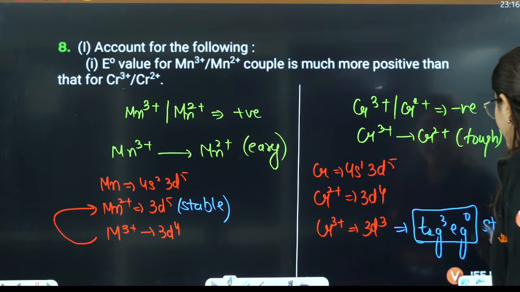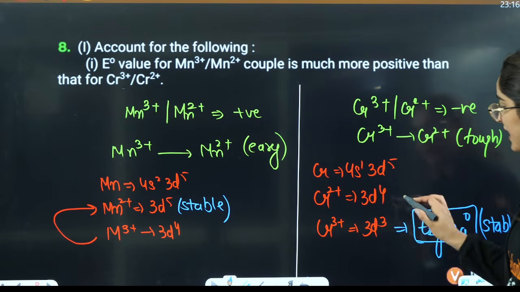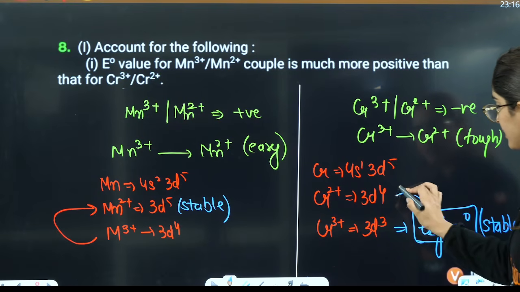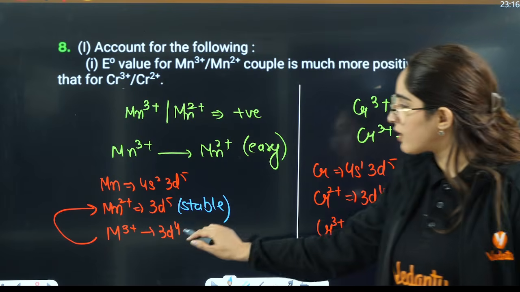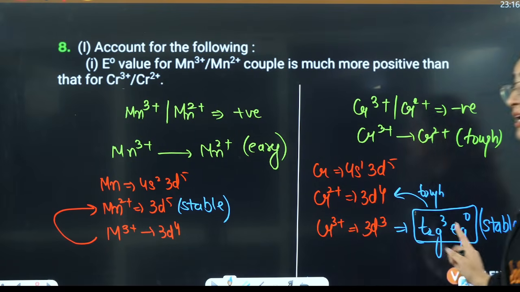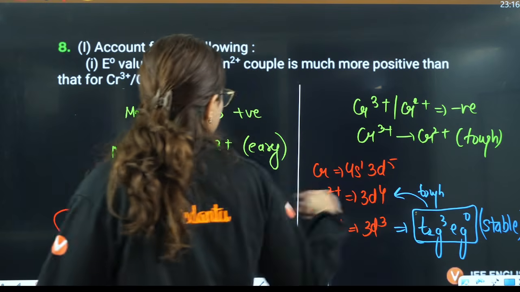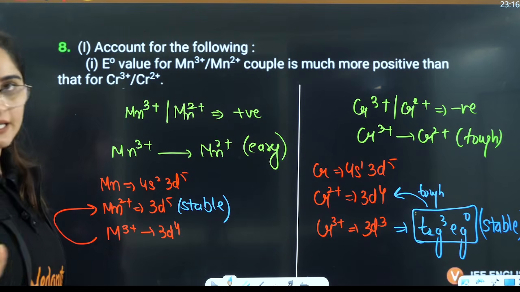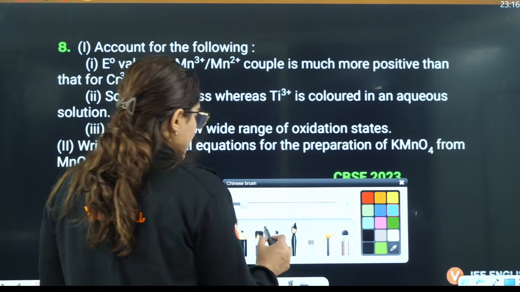This you will write, why this is stable: because it is t2g3. That is why converting this into this is very tough. Here you are coming into a stable state, here you are going from a stable to an unstable state. That is why this thing is tough to achieve. Okay, second question.